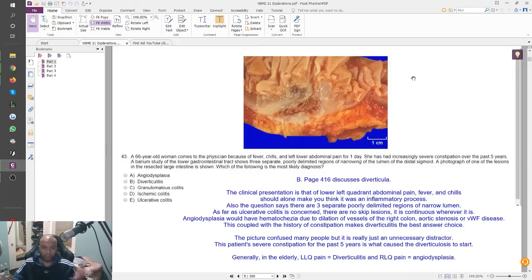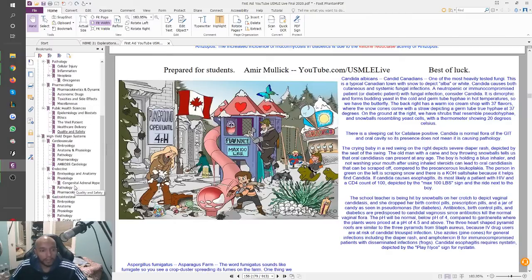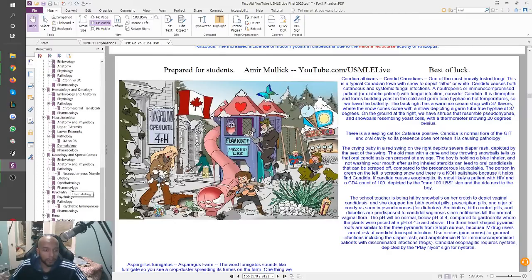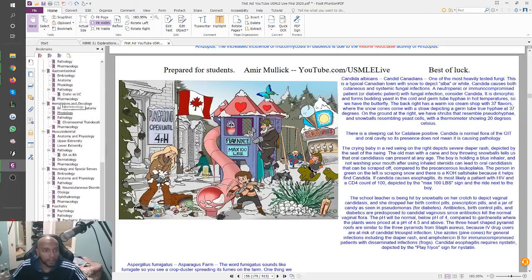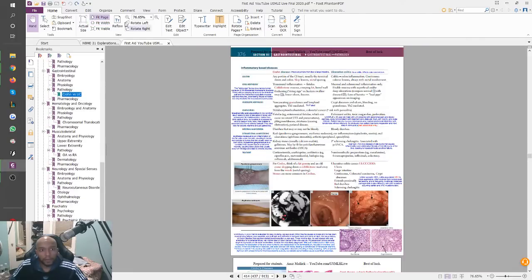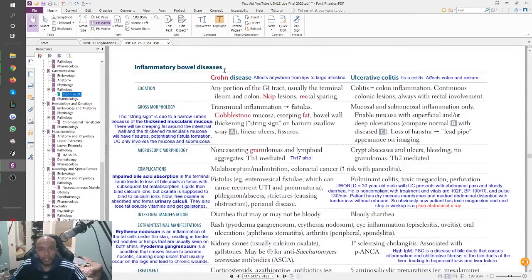If you were trying to pick something off the picture, you'd be very much inclined to think this might be a granulomatous issue, and maybe pick C. But what is granulomatous colitis? Granulomatous colitis is NBME lingo for Crohn disease. If you look at Crohn versus UC, you know that Crohn disease has non-caseating granulomas, and granulomatous colitis is just Crohn disease.